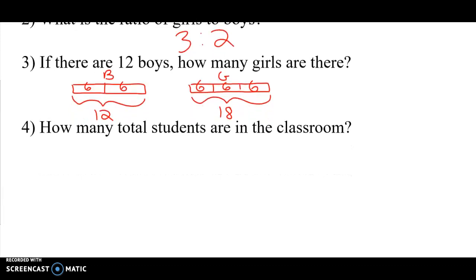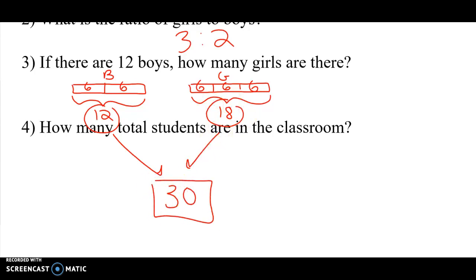So the question then says, how many total students are in this classroom? Not this classroom, this classroom. 30. 12 plus 18 means there's 30 students. Based on the 2 to 3 ratio, if there's 12 boys, we know there's 18 girls, so 12 plus 18 is 30. Easy enough?